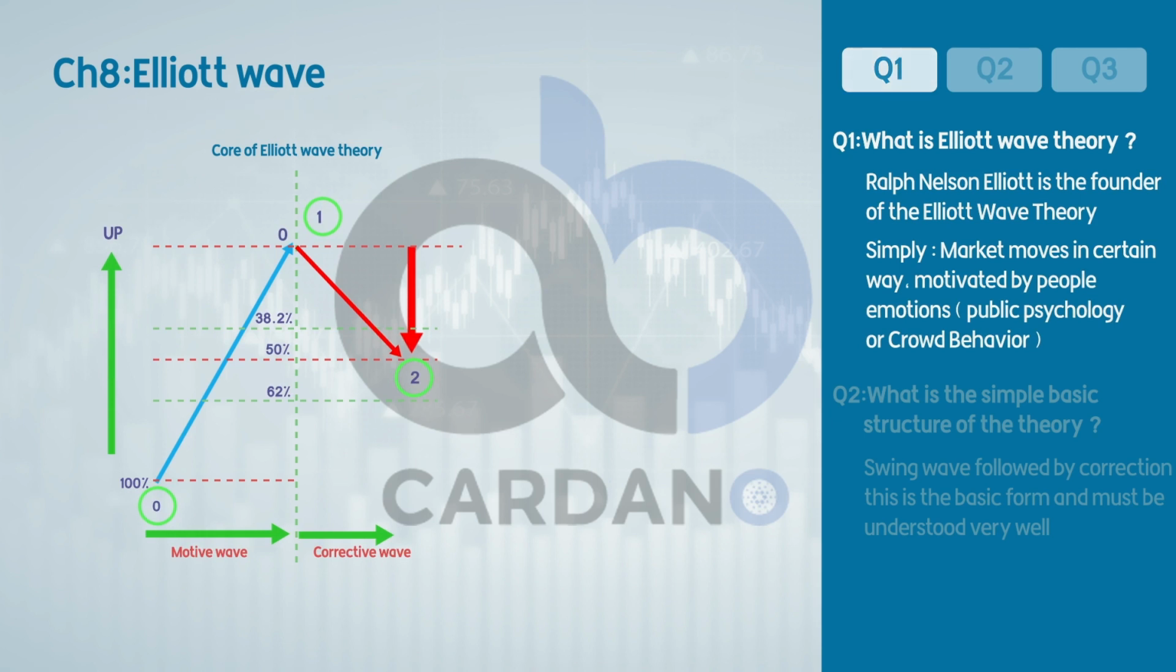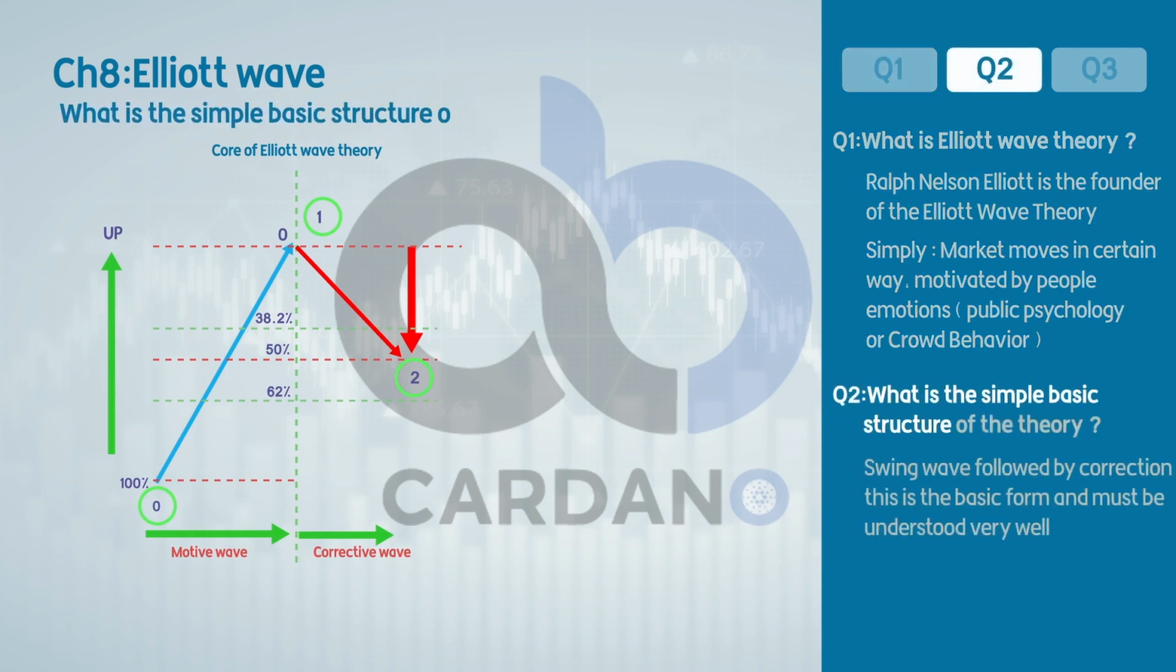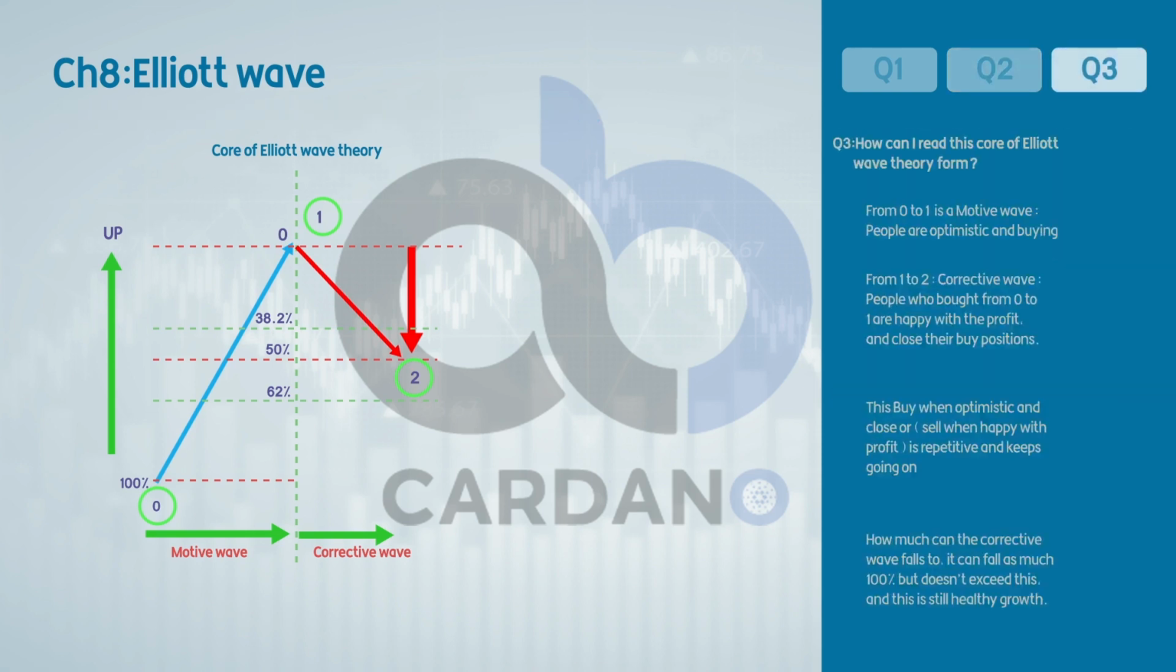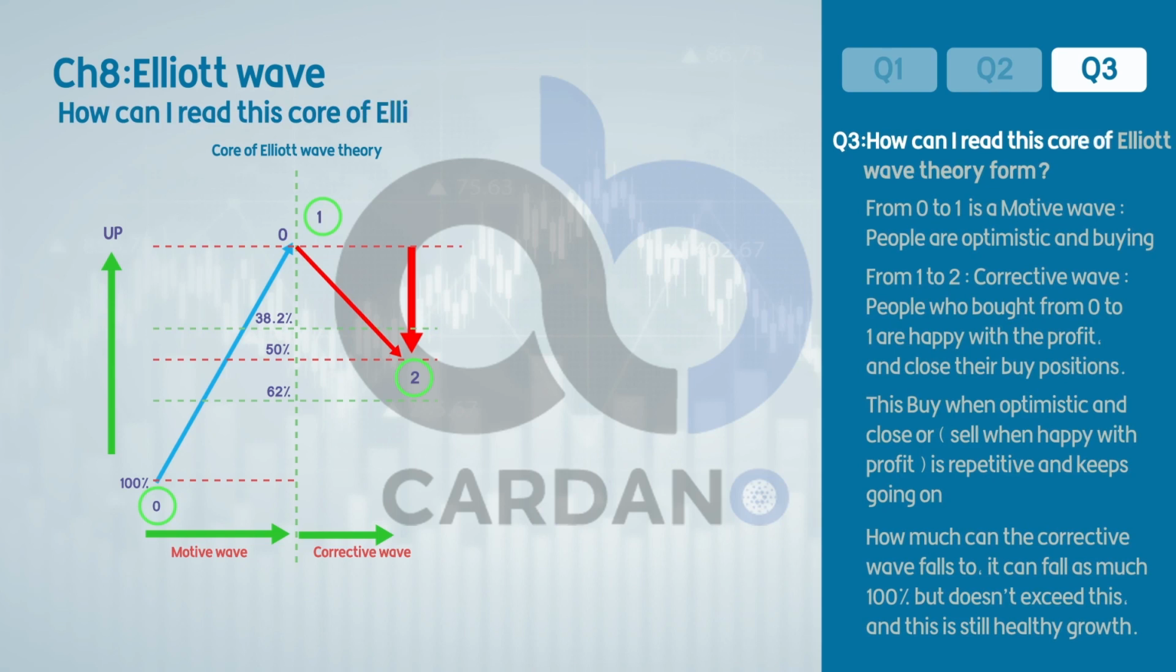Question number 2. What is the simple basic structure of the theory? The answer is swing wave followed by correction. This is the basic form and must be understood very well. Question number 3. How can I read the score of the Elliott wave theory form?